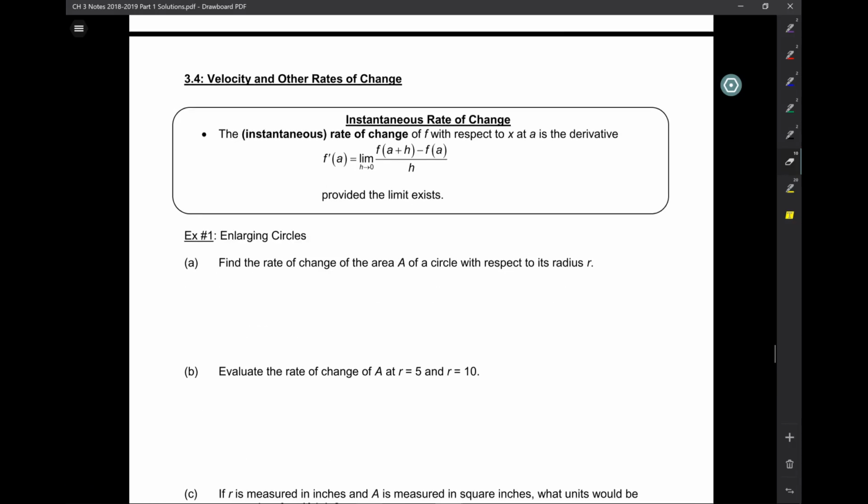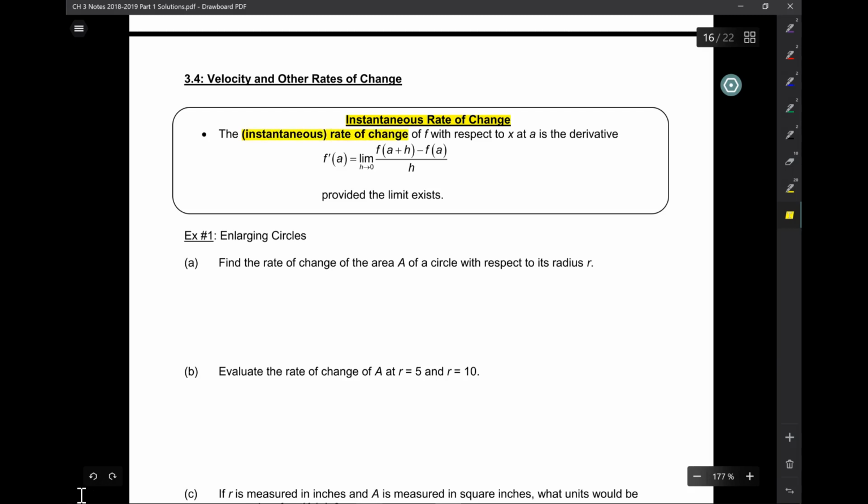So we will start by talking about instantaneous rate of change, right? Instantaneous rate of change is the rate of change at a specific moment, not the average rate of change, but at a very specific moment.